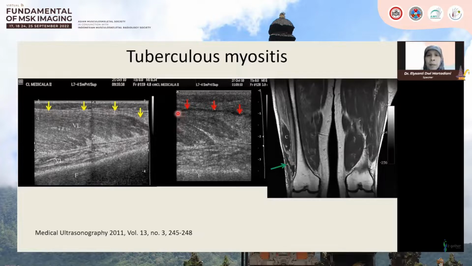And then the patient came again several days after the first examination. We can see that there is fluid collection surrounding the epimysium of the vastus lateralis muscle. And this was confirmed with MRI of the thigh. We can see that there is fluid collection within the vastus lateralis muscle with fistula formation at adjacent soft tissues around the fluid collection.